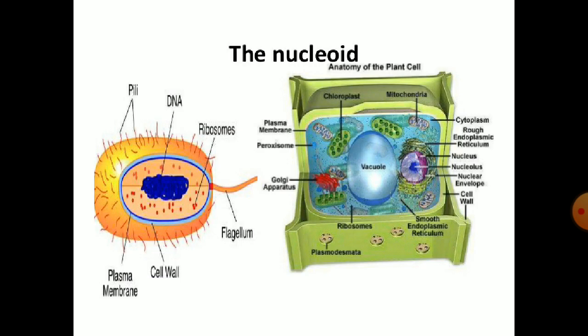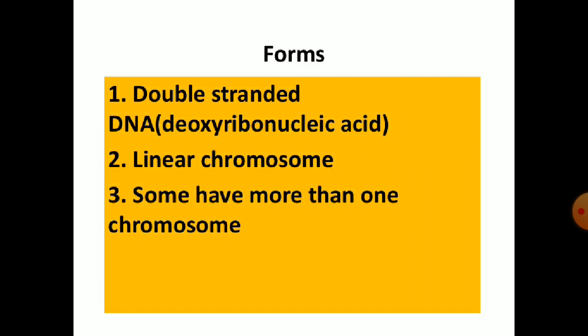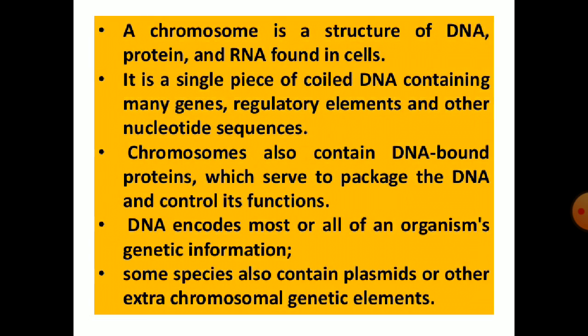The nucleoid: the structure of the nucleoid is double-stranded DNA, that is deoxyribonucleic acid, in a linear chromosome. Some have more than one chromosome. A chromosome is a structure of DNA, proteins and RNA found in cells. It is a single piece of coiled DNA containing many genes, regulatory elements and other nucleotide sequences. Chromosomes also contain DNA-bound proteins, which serve to package the DNA and control its function.